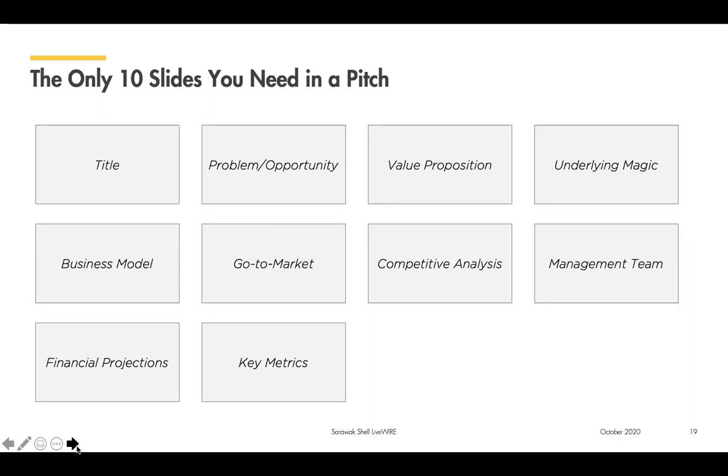The underlying magic is a continuation from the value proposition, where you show how it works, right? Maybe it can be in the form of a special ingredient or something different within your process that makes your value proposition happen, right?